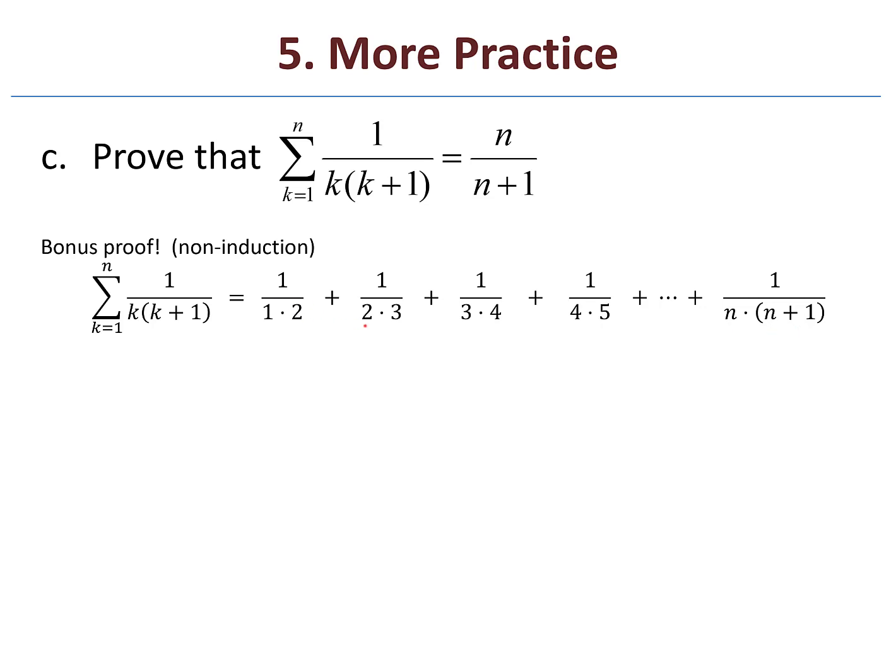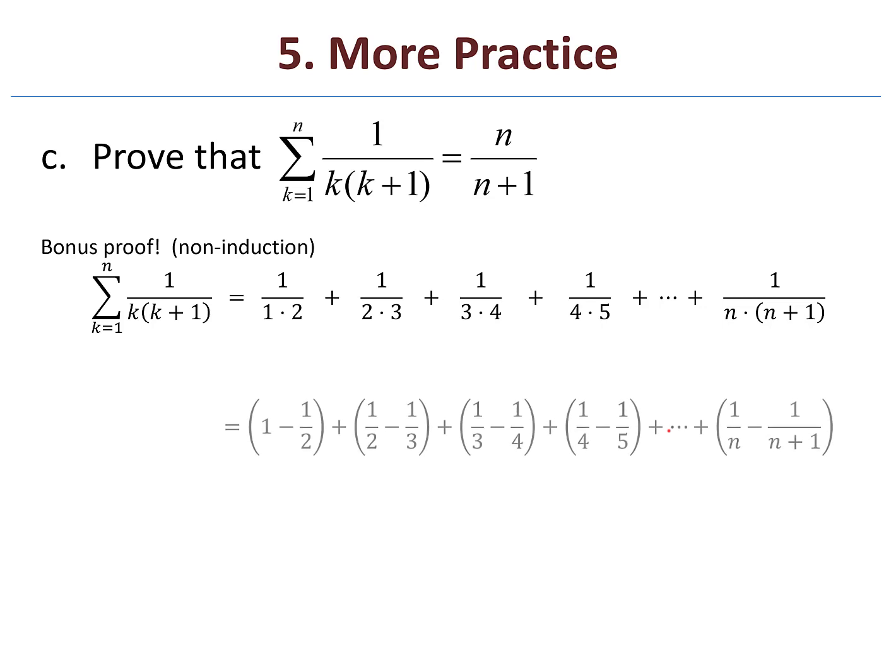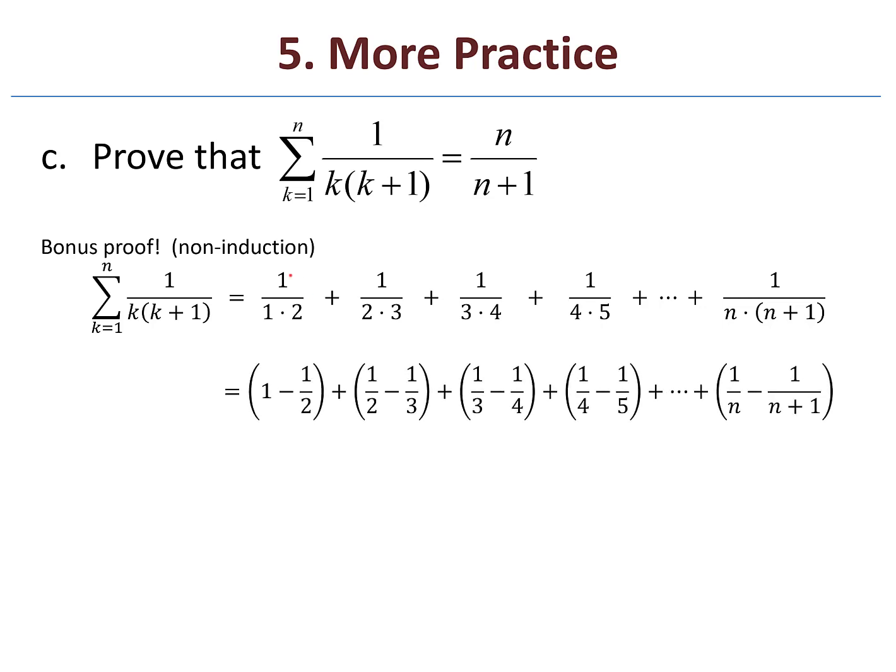Now, each of these terms can actually be expressed as a difference. This 1 over 1 times 2 is really the same as 1 minus a half. 1 over 2 times 3 is the same as a half minus a third. 1 over 3 times 4 is the same as 1/3 minus 1/4, and so on. You can pause and verify that if you want. Just kind of think about that. And we have a telescoping summation.